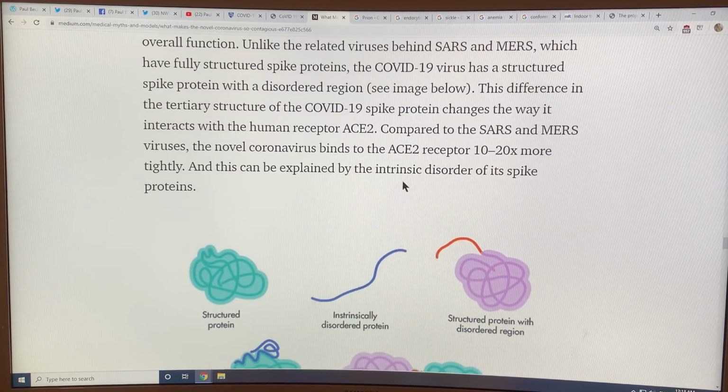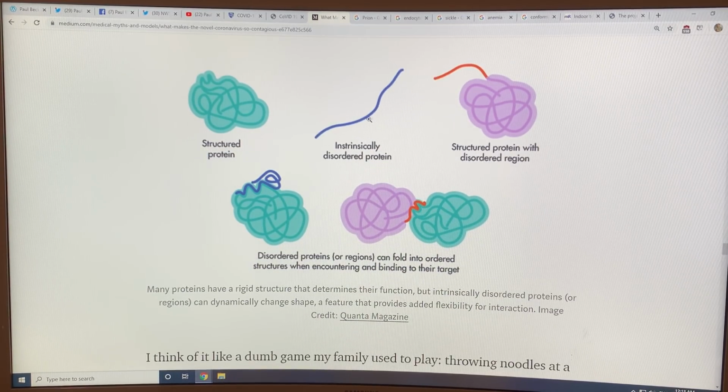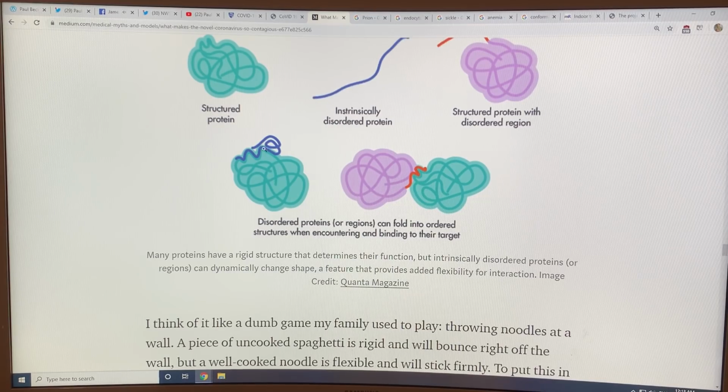Now, this is a structured protein. Think of it as uncooked spaghetti, so it's hard. Throw it against a window, it doesn't stick, it bounces off. This is an intrinsically disordered protein. This is like cooked spaghetti, soft. Throw it against a window, it'll stick. This is a structured protein with a disordered region on it. This is what the coronavirus spike is like. And what this means is that it can stick easily to cells in the human body.